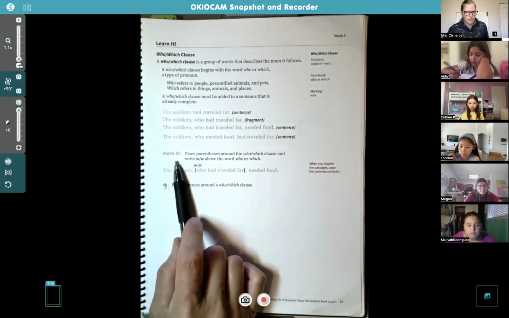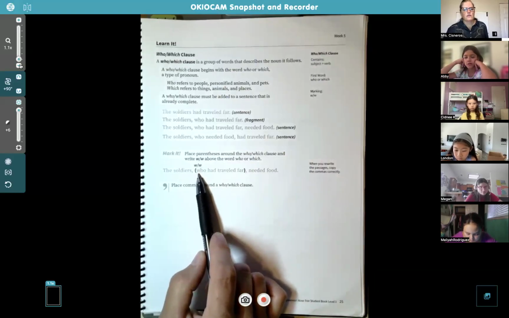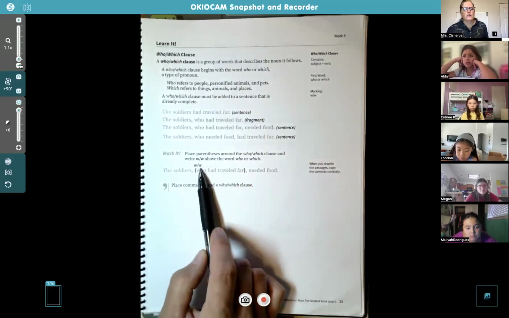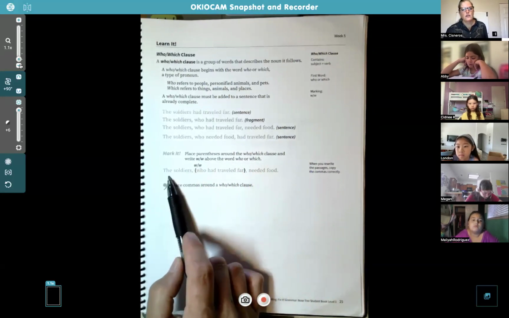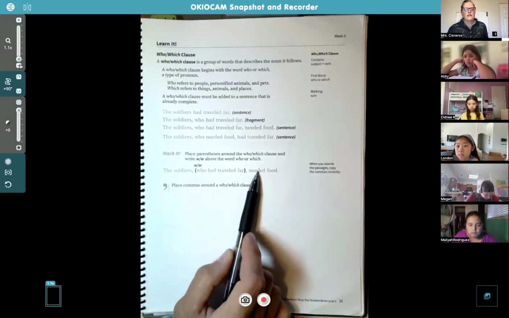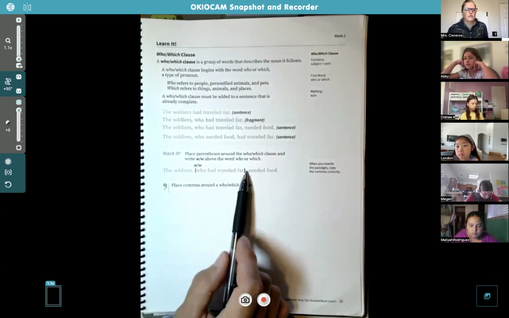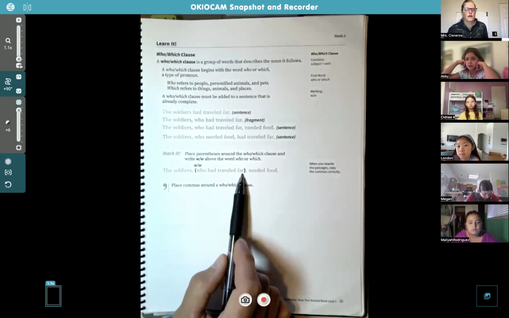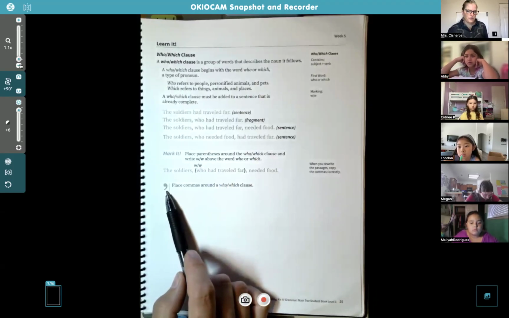So the way to mark it in this book is to put parentheses around it. That's these marks like this, okay? And then you're going to write W/W, and that means who, which, because both of those words start with a W. That's how we're going to label this, okay? Look at this example here. The soldiers who had traveled far needed food is the same sentence we read earlier. But when we mark it in this book, we're going to put parentheses around it, who had traveled far, and label it with W/W.